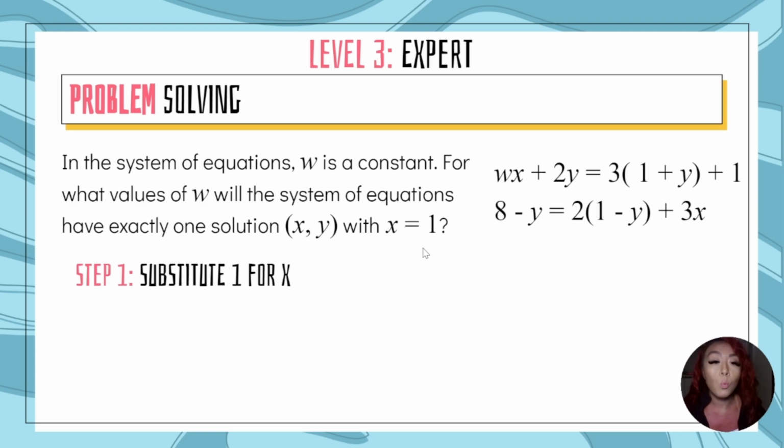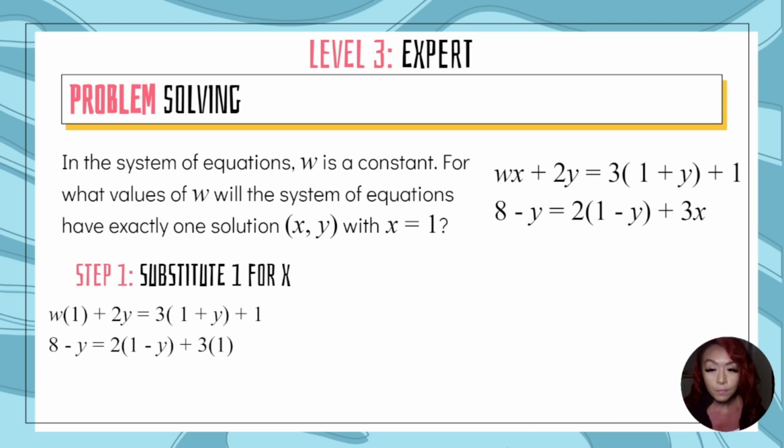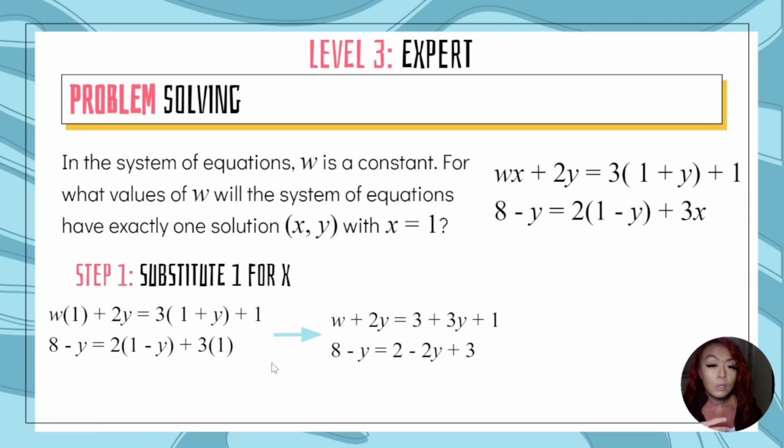We're going to substitute 1 for x in both of the equations, right? Both of our equations here contain x. So we substitute 1 for x into both of the equations and simplify. All we're doing is multiplying by 1, simplifying both equations, and we end up with this new system: w plus 2y equals 3y plus 4, and 8 minus y equals negative 2y plus 5.